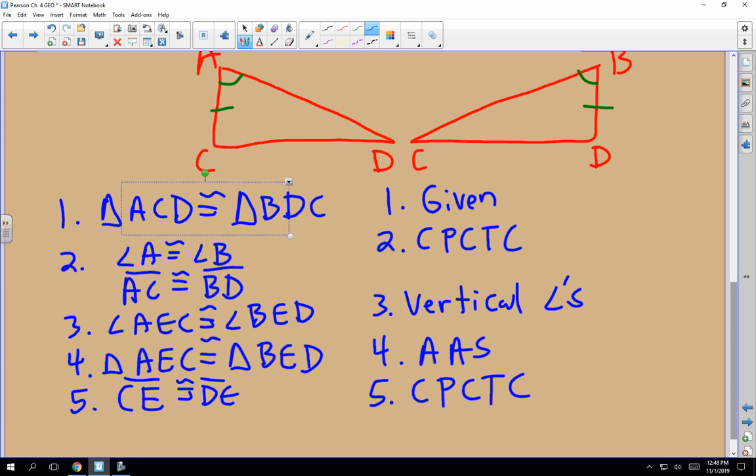And they're probably going to have vertical angles if it's a bow tie, reflexive property if it's a shared side. If they have parallel markings in it, it's going to be alternate interior angles. So it's one of those. It says something about a midpoint and it's the definition of midpoint.